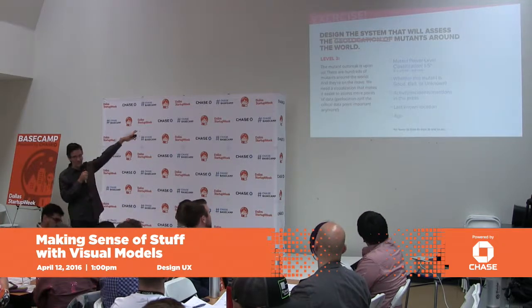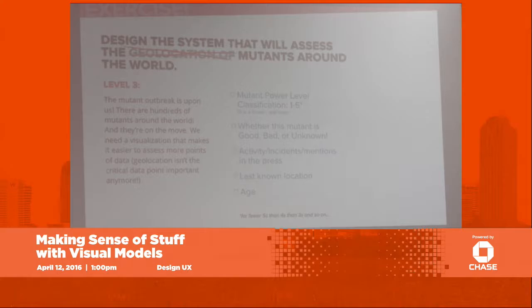And so level three, you have to design the system that will assess, notice I crossed out geolocation up, assess the mutants around the world. So level three, the mutant outbreak is upon us. There are hundreds of mutants around the world, and they're on the move. We need a visualization that makes it easier to assess more points of data. Geolocation isn't the critical point anymore. And there are 5 points of data now that we want you to represent.